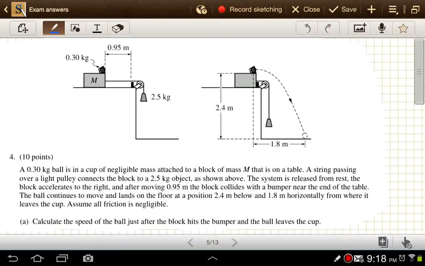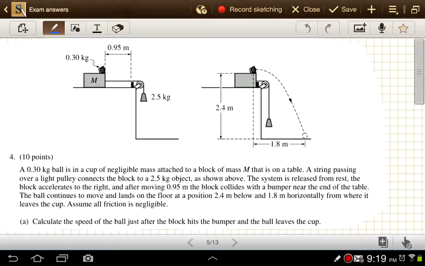So in this one, we've got this little cup that's holding a ball on top. And this block is going to get pulled over by this weight hanging down. And when it gets to this position right here, there's some stopper that makes the block stop, makes the cup stop, and the ball, due to its inertia, is going to continue moving on. It's going to be launched horizontally and travel like a projectile until it hits the ground 1.8 meters out.